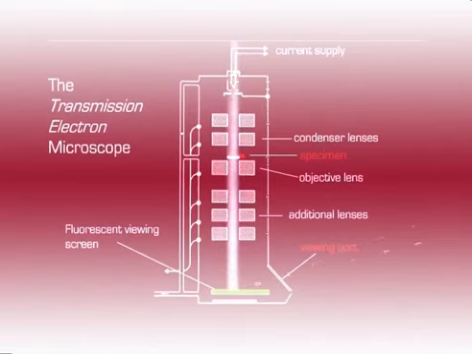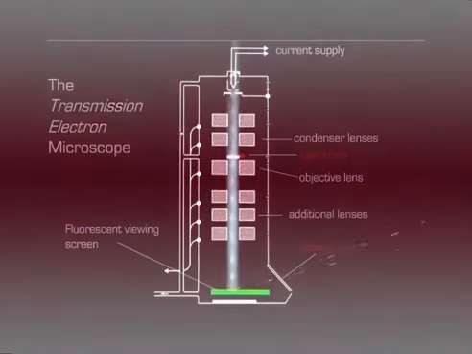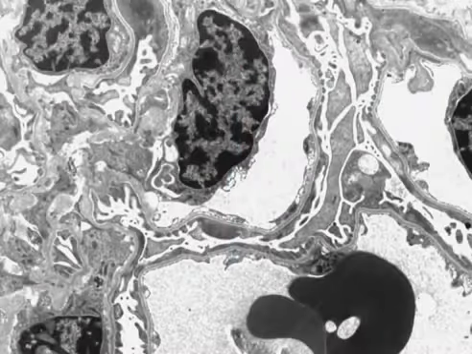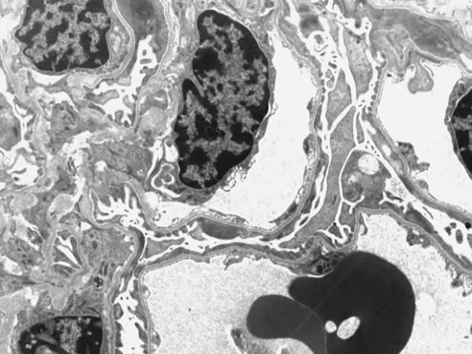Here is an electron micrograph of cells in the kidney, magnified 10,000 times, showing much more detail than the previous light micrograph.